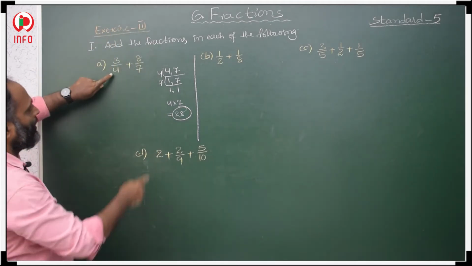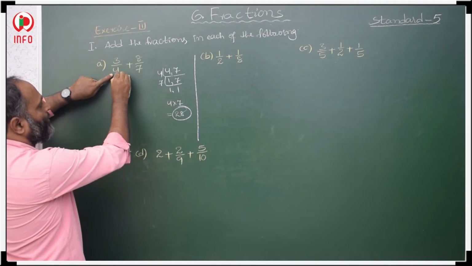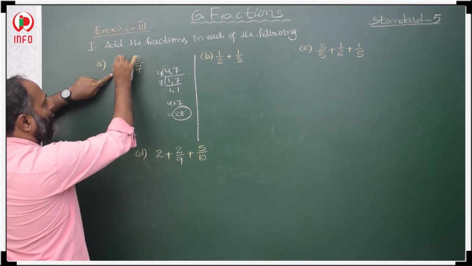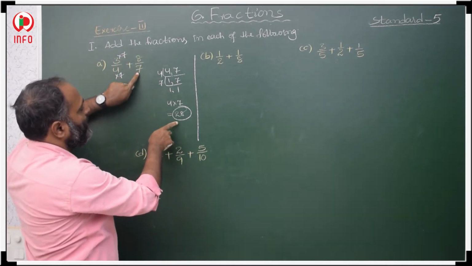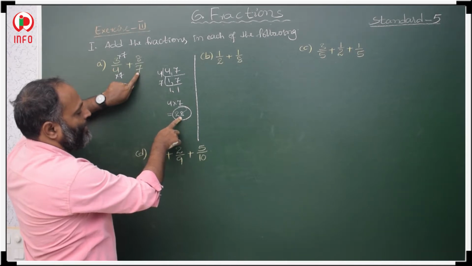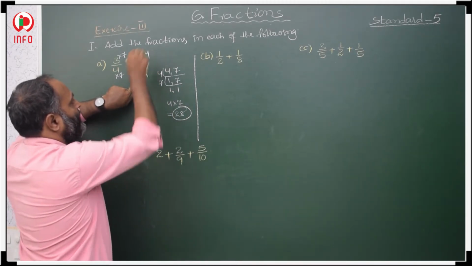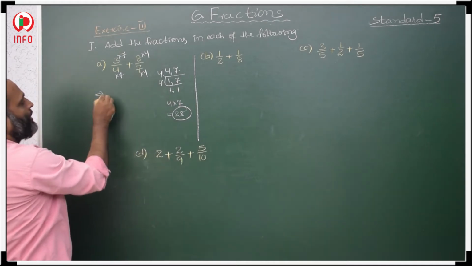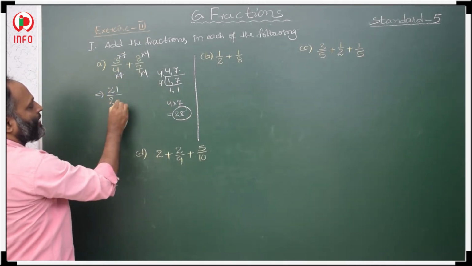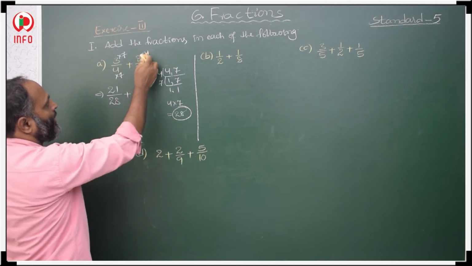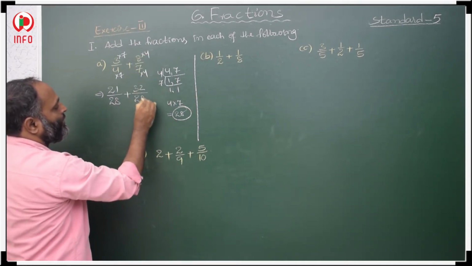Then, in the 4 table, when you get 28, 4 sevens are 28, so multiply numerator and denominator by 7. And for the second fraction's denominator, in the 7 table, when you get this LCM 28, 7 fours are 28, so multiply by 4. Now, 3 sevens are 21, 4 sevens are 28, plus 8 fours are 32, 7 fours are 28.